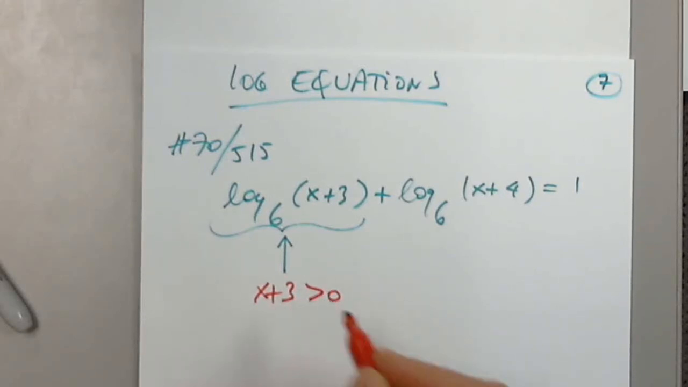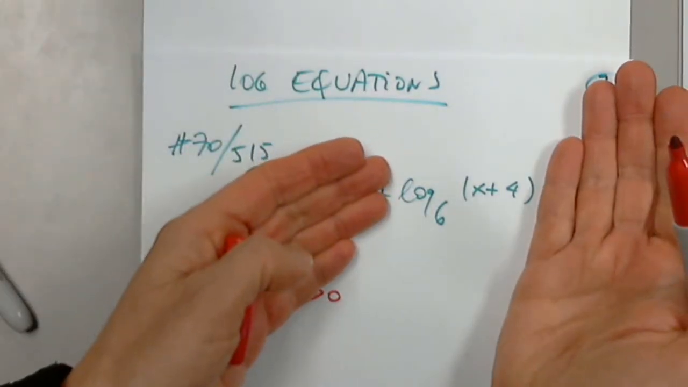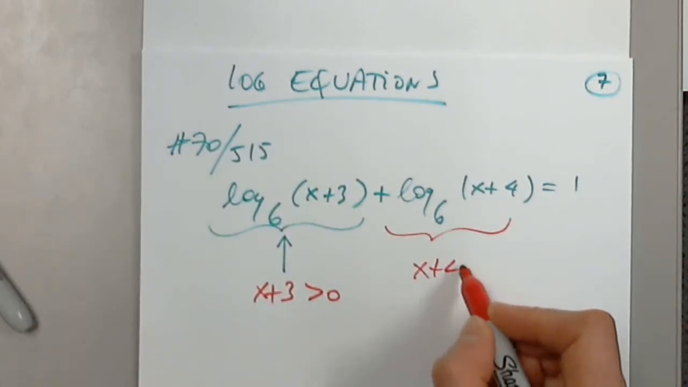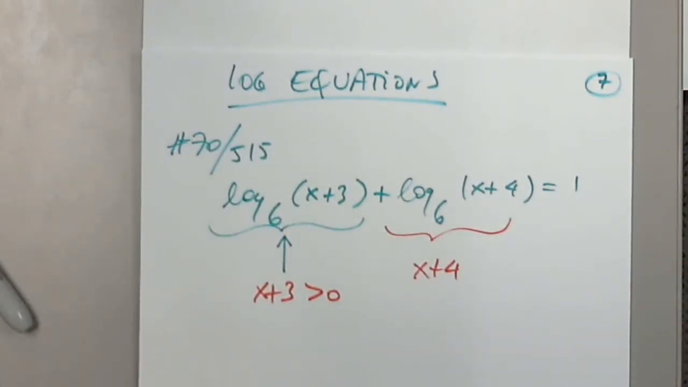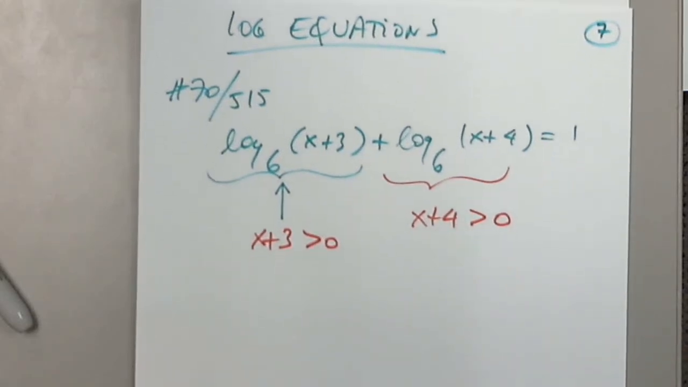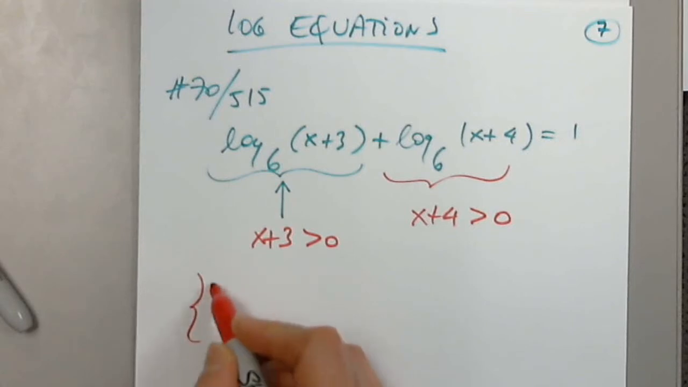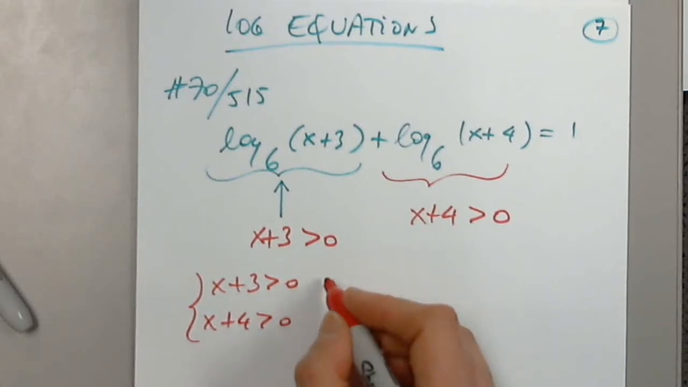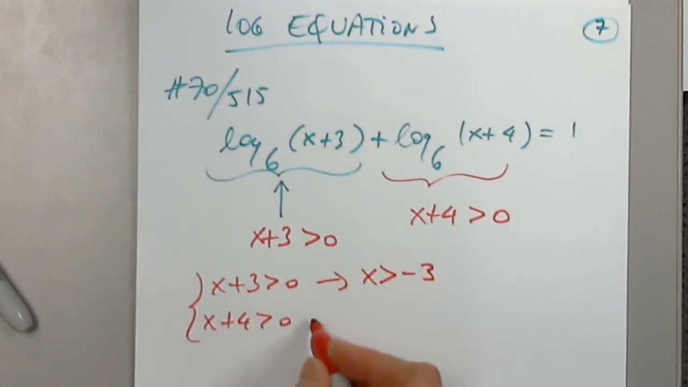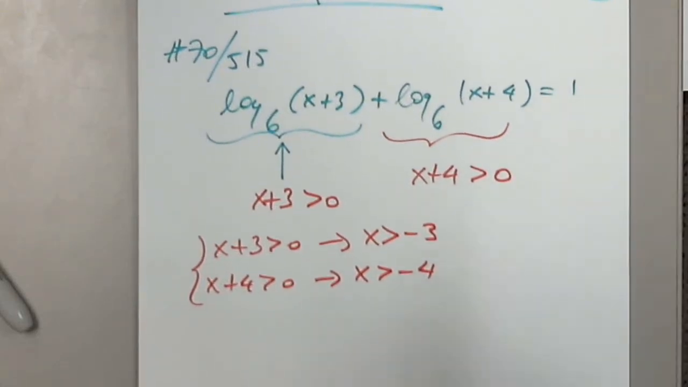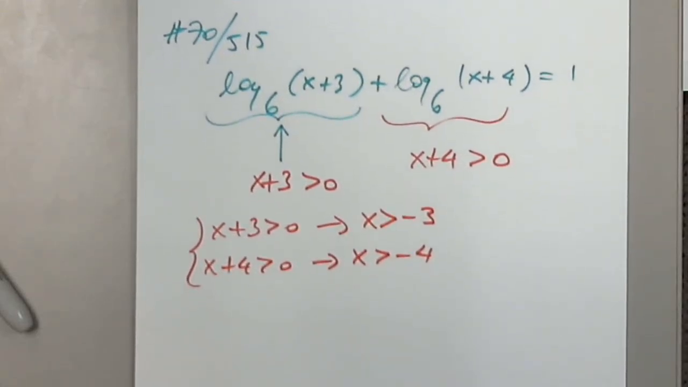Very good. What do we apply here? X plus 4. Okay, then what has to happen to x plus 4 for log to be applied to x plus 4? See previous. So then I have a system of two inequalities that I need to solve. The first one clearly says greater than -3, the second one greater than -4. So therefore now I need to find the common territory.